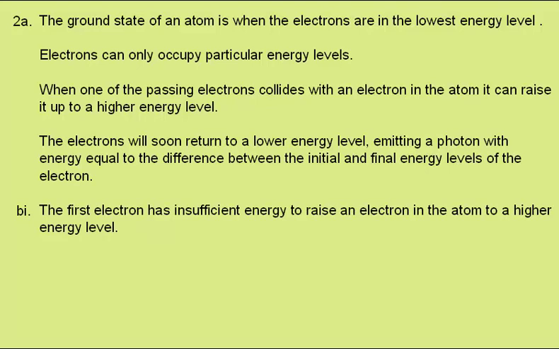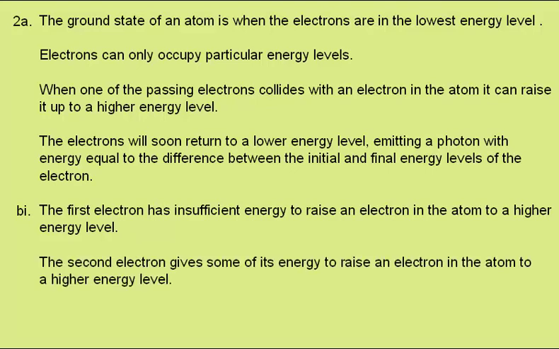Well, the first electron has insufficient energy to raise an electron in the atom to a higher energy level, whereas the second electron gives some of its energy to raise an electron in the atom to a higher energy level. In part 2, we're asked to convert 9 electron volts into joules.